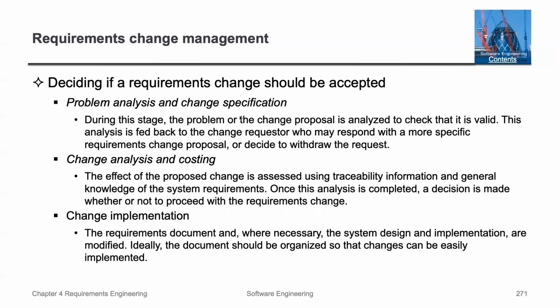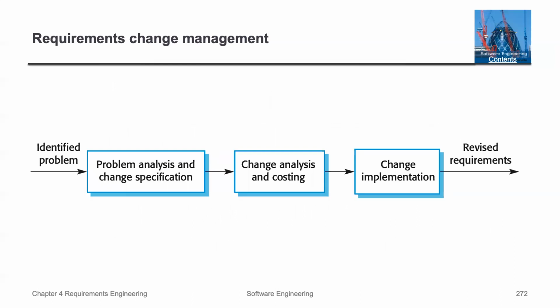Problem analysis and change specification. During this stage, the problem of the change proposal is analyzed and validated. You want to do change analysis and costing. How much will it cost to make this change? If there's any other implications. And that gets into the third thing. And yeah, if you do find some implication, the requirements document and, where necessary, the system design and implementation are modified. This is assuming that you're agreeing to go forward with that change.